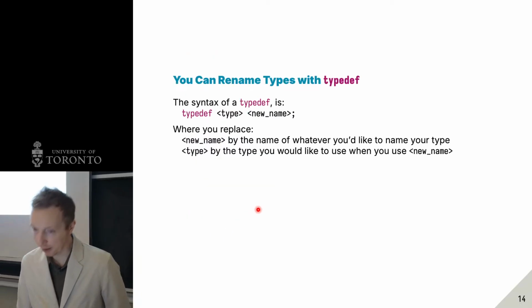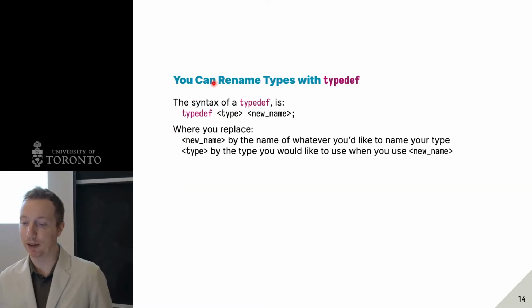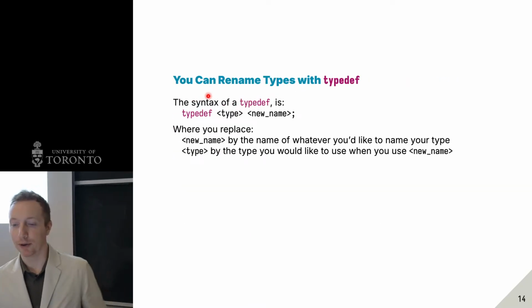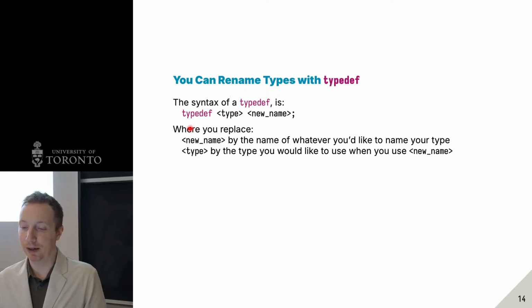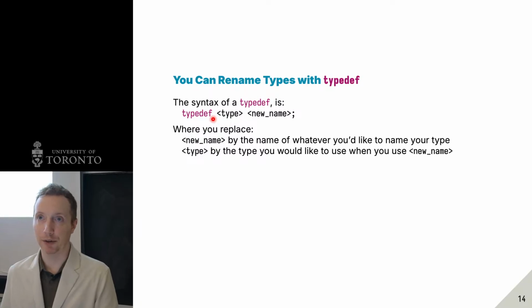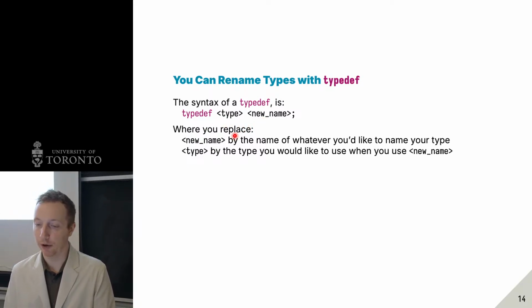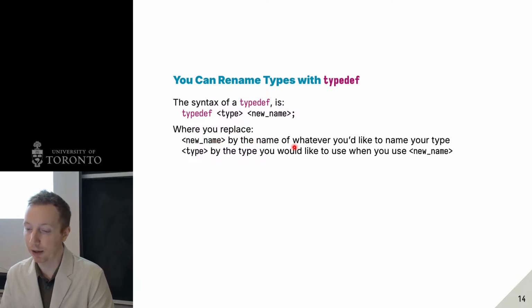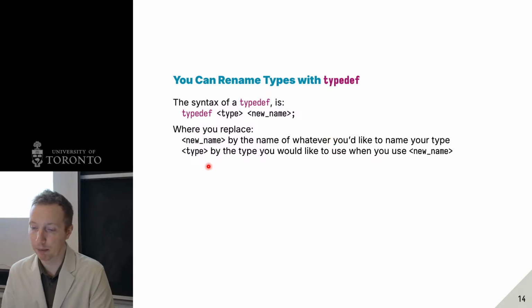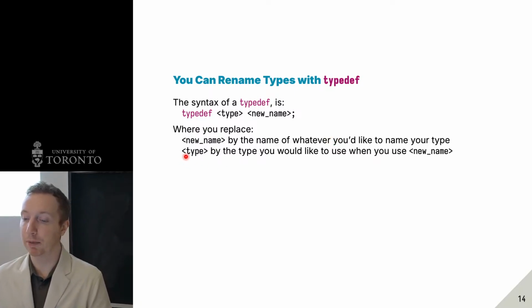All right, another fun thing you can do: you can rename types with something called a typedef. The syntax of a typedef is typedef, then the type you want to actually use, and then a new name for it. So you replace new name by the name of whatever type you'd like to create. This would be the new type, and this first type keyword is the type you want to use whenever you use the new name.